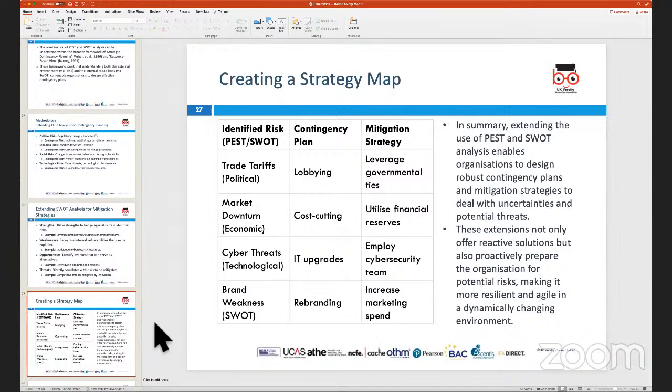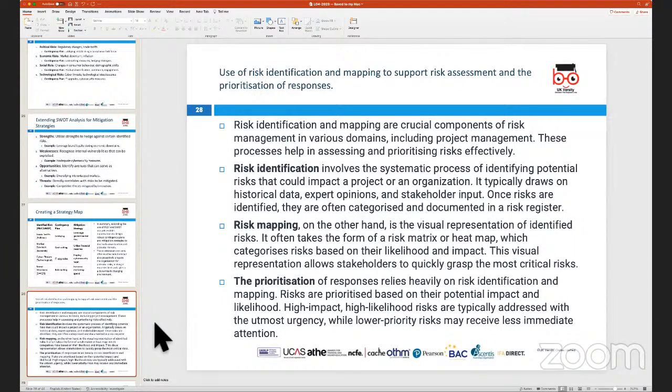So just a summary table here to identify how these two frameworks, PEST and SWOT, can be used by the organization to do contingency planning with regards to risk management.